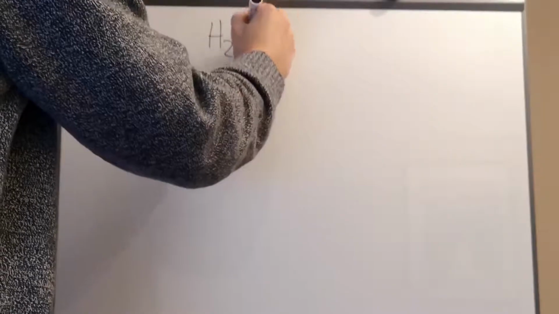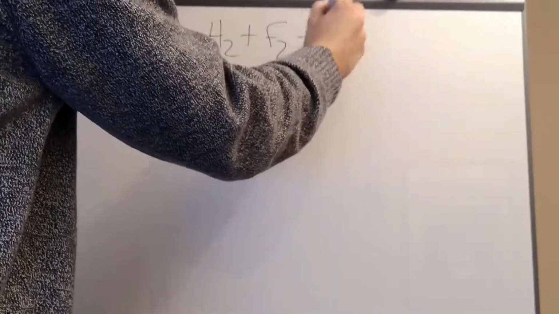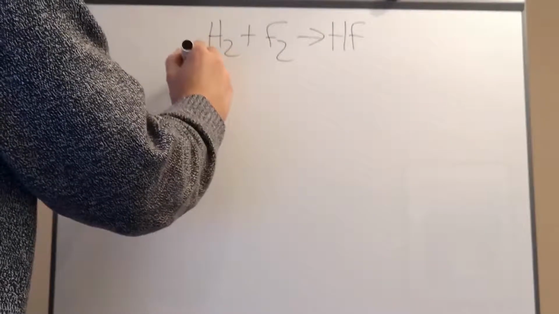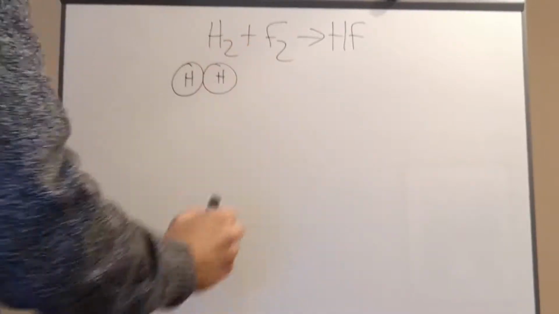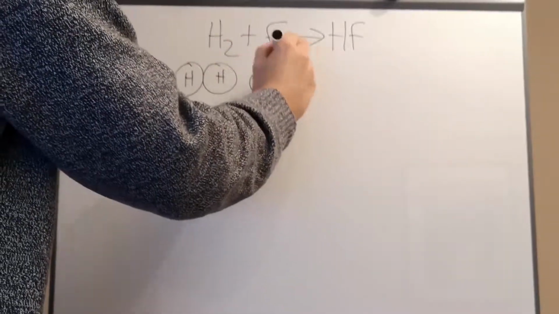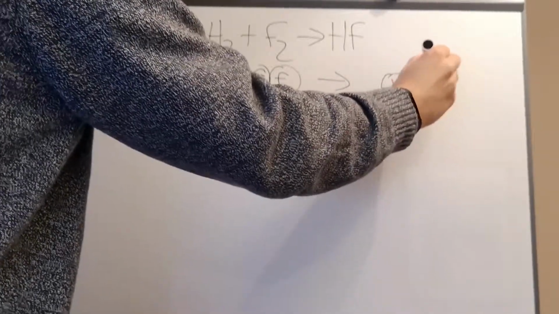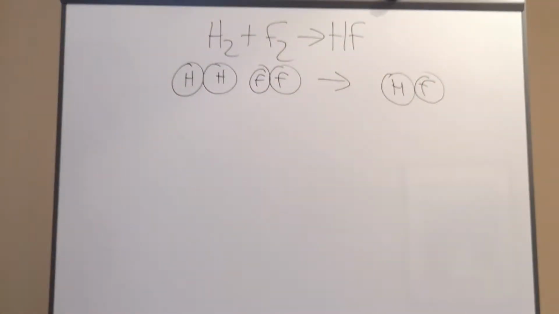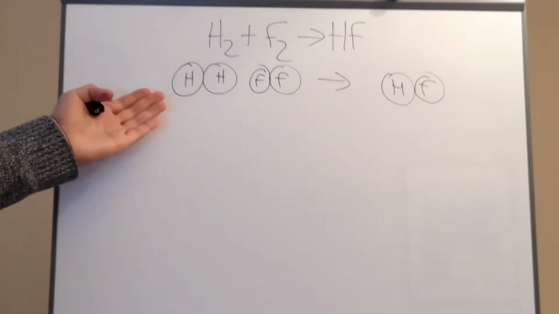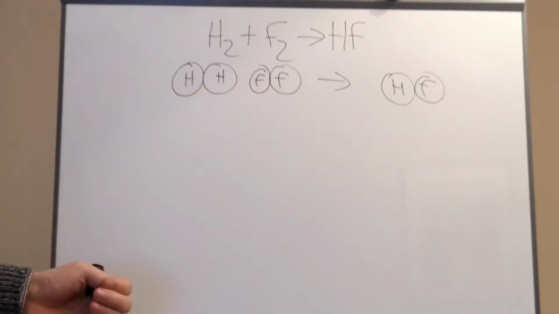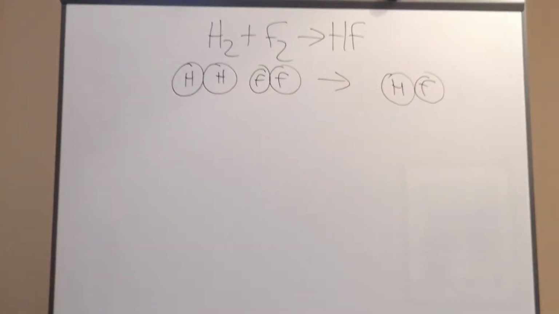The first equation that we're going to try and balance is H2 plus F2 makes HF. If we draw each of these molecules out as bubbles, we will see that there are two hydrogen atoms on the left hand side, two fluorine atoms on the left hand side, and one hydrogen and one fluorine on the right. We can see that there are only two hydrogen atoms on the left, where we make one hydrogen on the right, and two fluorines on the left, while we only make one fluorine on the right.